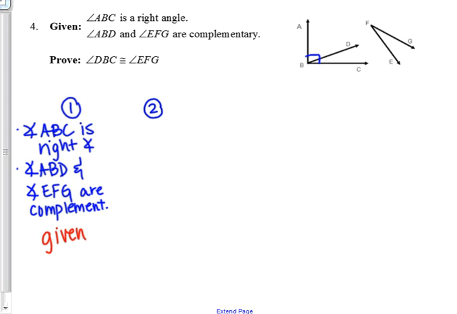So I'm going to go ahead and say that for my step 2, angles ABD and DBC sum up to 90 degrees. I know that because I know the definition of a right angle.